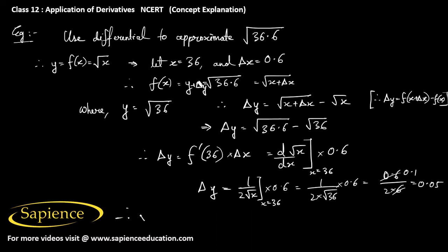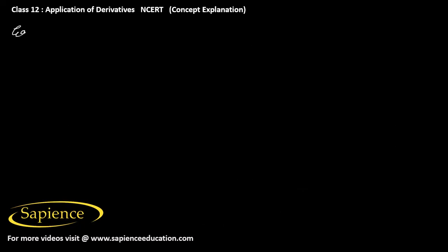Now therefore the required value, root over 36.6, is y plus delta y. Now y is root 36, which is 6. So that will be 6 plus 0.05, which is approximately 6.05, which is the final answer. So hope you have understood. Let us solve one more example to understand the concept.